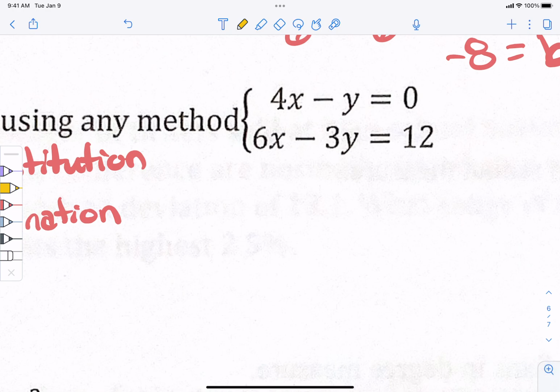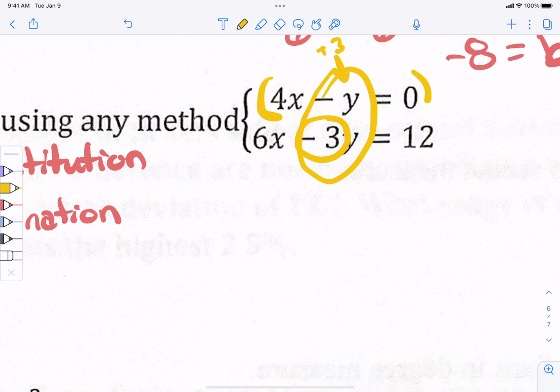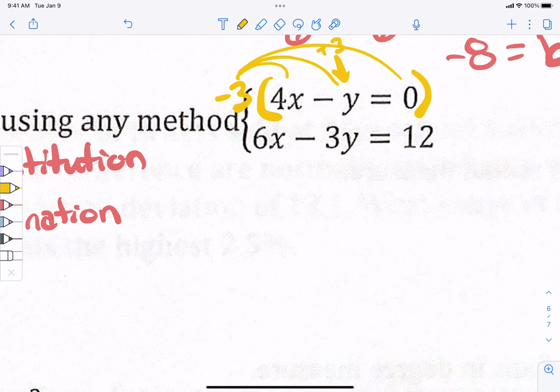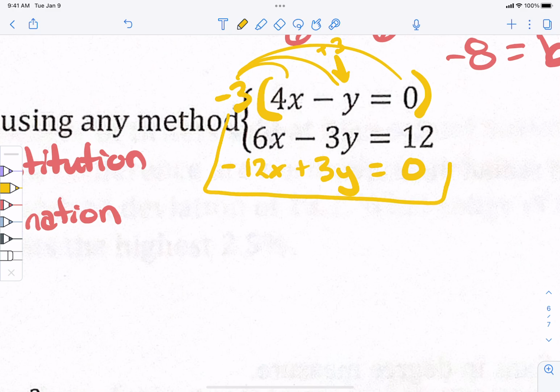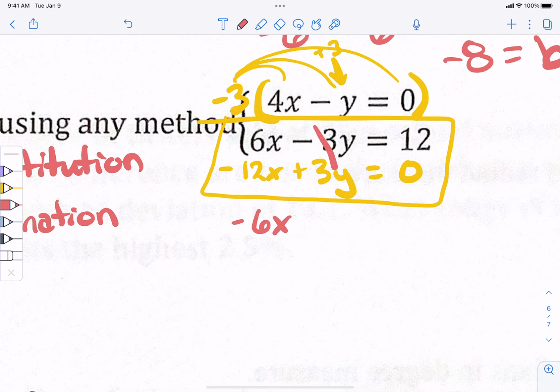So I'm going to eliminate the y's. And if this is -3y, this one has to be a positive 3y. In order for that to be positive 3, I have to multiply by -3. So I'm going to distribute my -3 through, and I've got -12x plus 3y equals, and if I do 0 times -3, that's still 0. Now I'm going to add these two together, and 6x minus 12x is -6x. The y's cancel out, and if they don't, I did something wrong, because that's what we're trying to do. Divide by -6, and we get x equals -2.